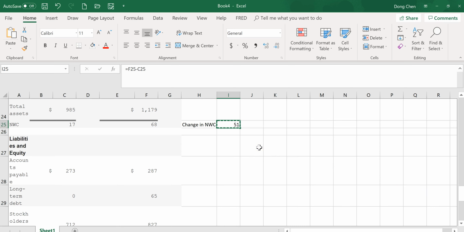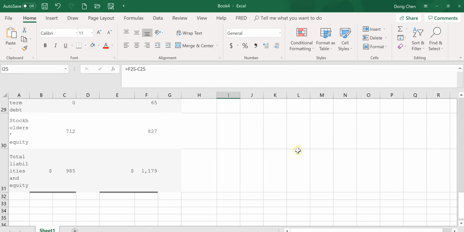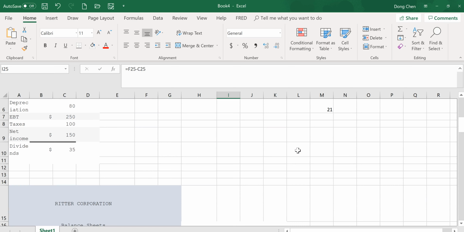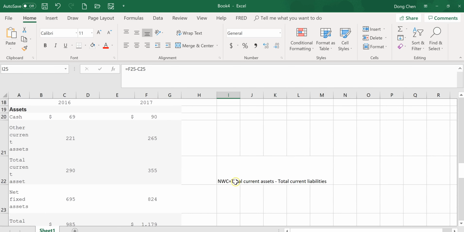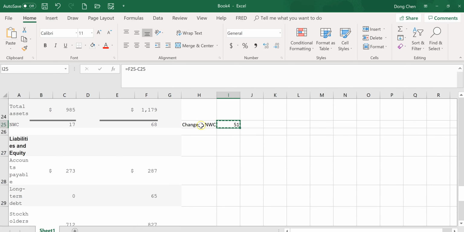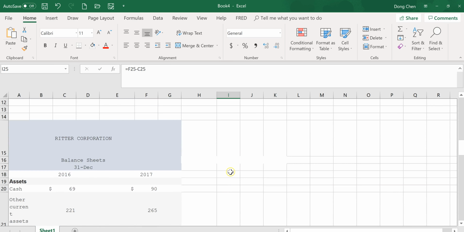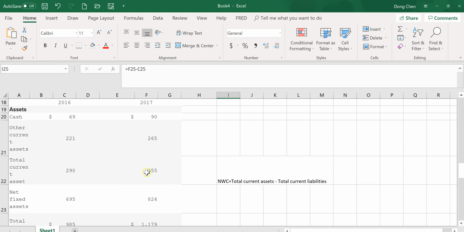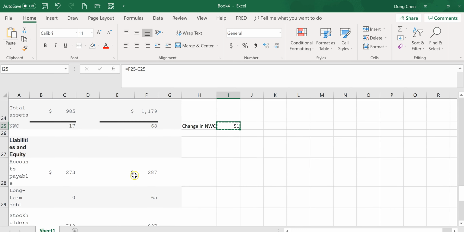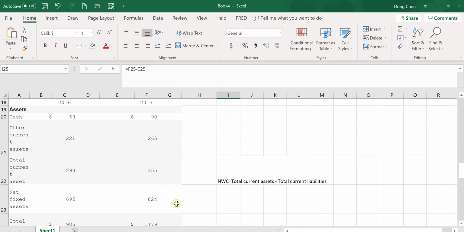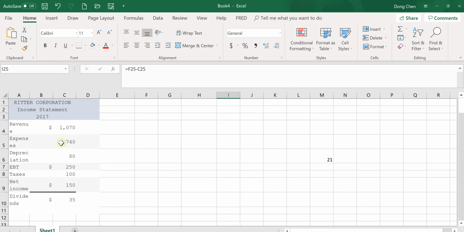So to get the cash flow from assets, we should first get the operating cash flow, right? Then we do two adjustments. One is to take care of the change in net working capital, which we already did. The other one is to take care of the net capital expenditure, which we could calculate by the change in the net fixed assets plus the depreciation expense, which we can get from the income statement.